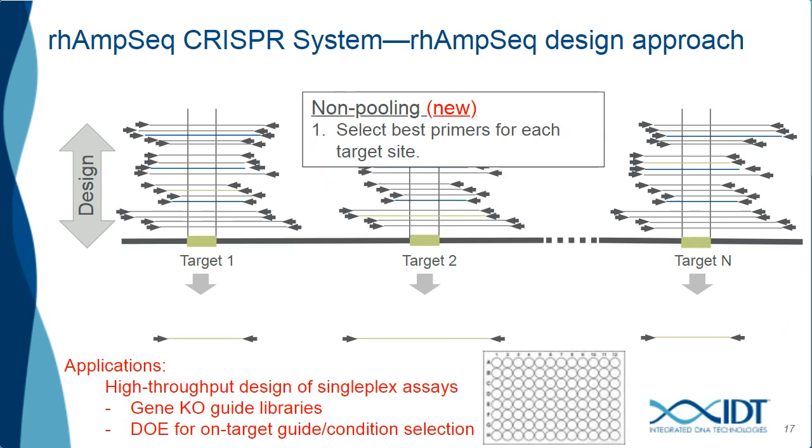In the new non-pooled method that we have added, the multiplex PCR primer pooling step is skipped. Thus, the best assay is just selected for each guide or set of guides that can be captured in a single amplicon. This is useful for people who have a need for high-throughput singleplex assay design and amplification, such as those that have a genome-wide guide RNA library that they need to design NGS assays around. This batch design of singleplex primers is then made available in a plate format for easy implementation in high-throughput workflows.